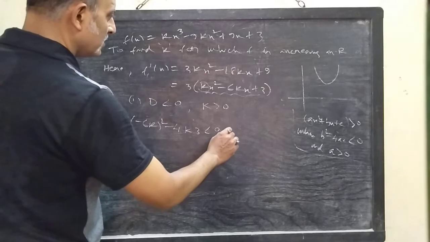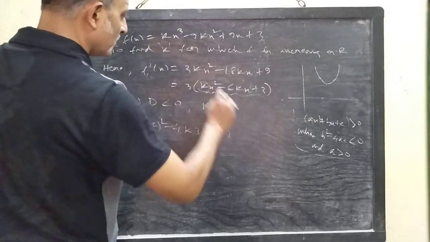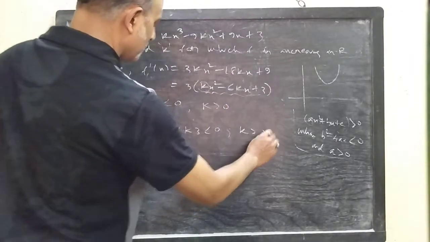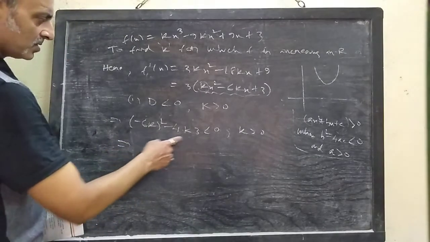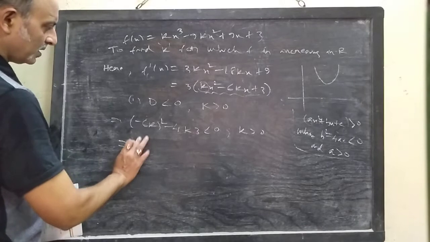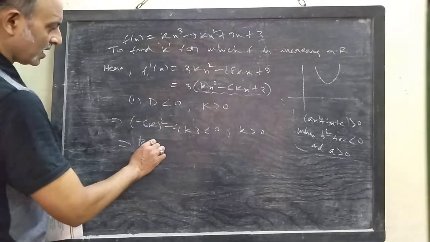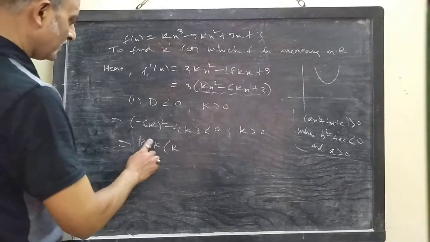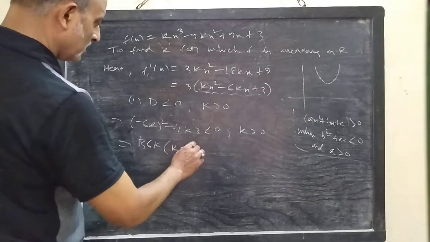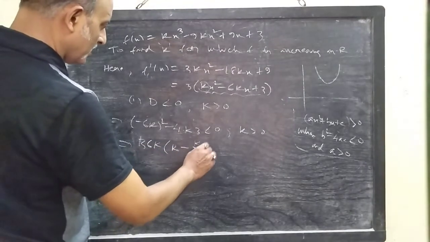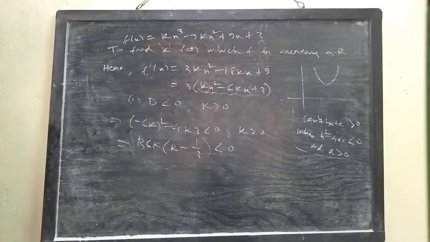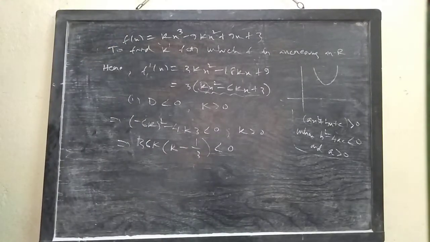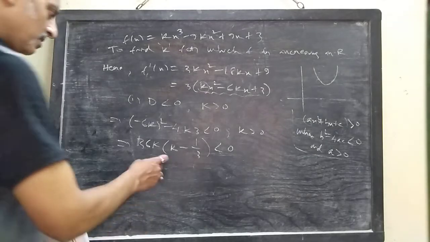This is less than 0, as well as the coefficient of x square, that is k greater than 0. So you get 36, 12. Take common 36k. You get k here, 36k square, you get 1 by 3 here, less than 3. 36k square minus 12k, this is less than 0.